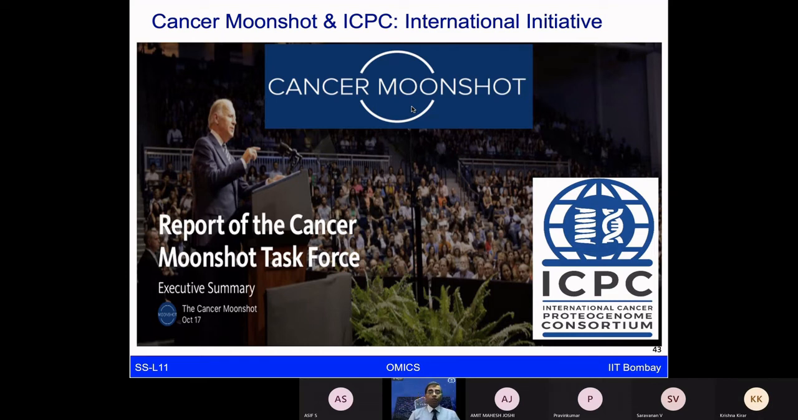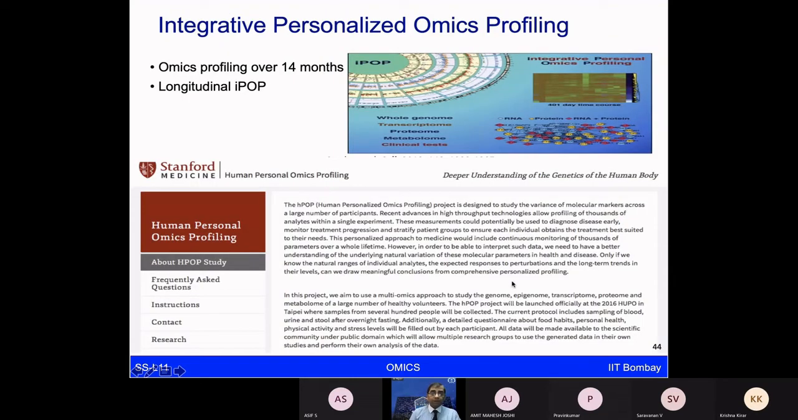Based on his initiative, which involves pretty much the proteogenomics integration, the next step was to make an international consortium, ICPC, the International Consortium for Proteogenomics Analysis. This consortium involves various international groups from different countries. And we are very proud to be part of this group from India, which became the 12th country, through IIT Bombay and Tata Memorial, to be part of this Cancer Moonshot and ICPC project.